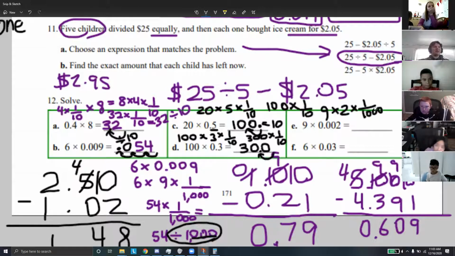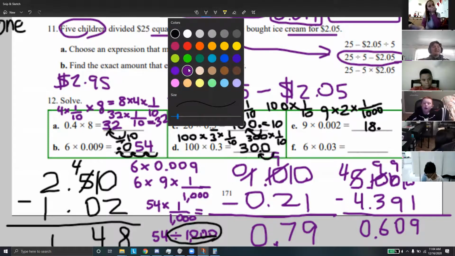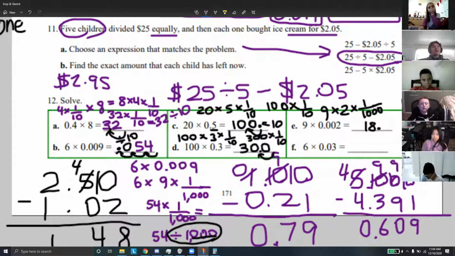1 over 1,000 because it's in the thousandths place. So 9 times 2 is? 18. Yep, and then 18 times 1 over 1,000 is the same as 18 divided by 1,000. Well, how do you do that complicated problem? All right, 18 with the decimal after, and then move over 3 times. We're going to move to the left 3 times because there's 3 zeros in 1,000. We're dividing it by 1,000, so we're going to move it over 1, 2, 3.